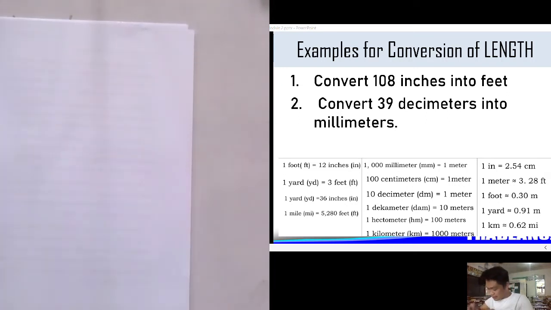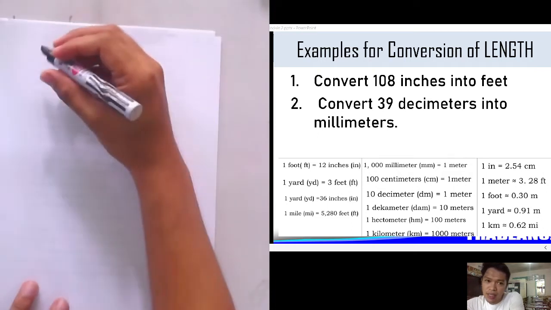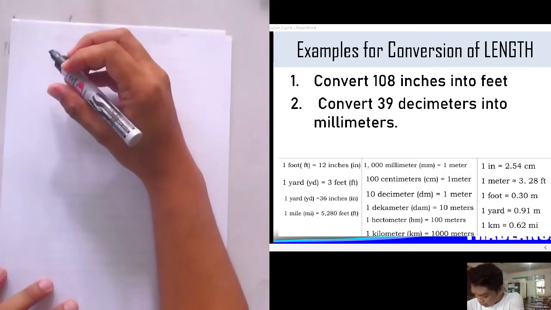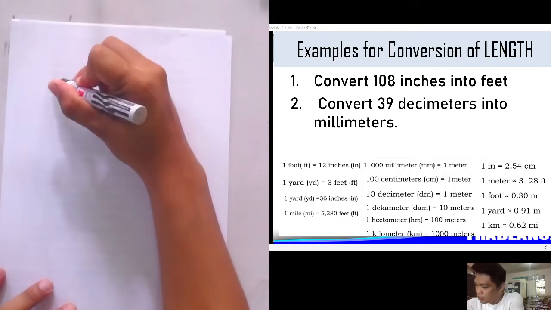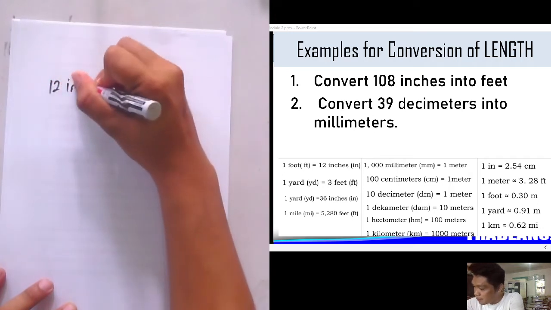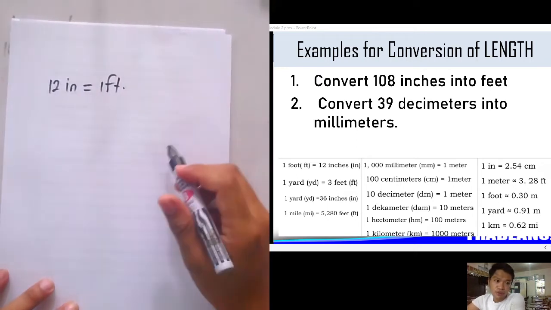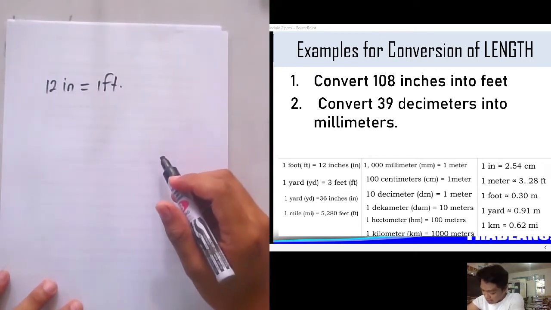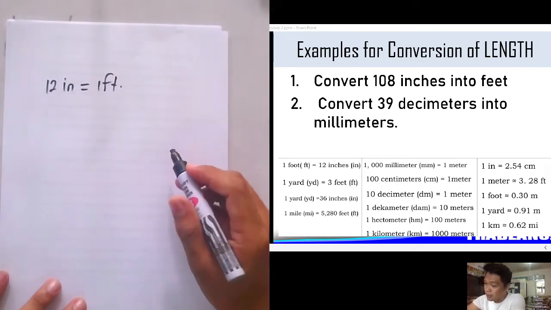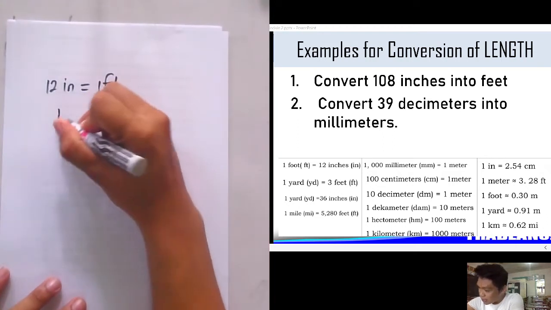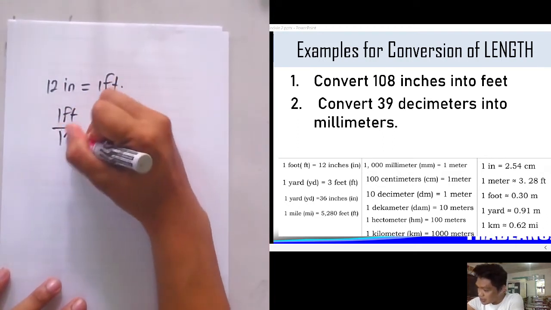ang first natin na gagawin dito is conversion factor. And what is that? Yung pag-search natin siya sa Google, 1 foot or 12 inches is how many foot? So, 12 inches is equivalent to 1 foot. Okay, yan po yung conversion natin. Next, how do we do that one? Gagawa tayo ng tinatawag na fraction. So, in 1 foot, there is 12 inches.